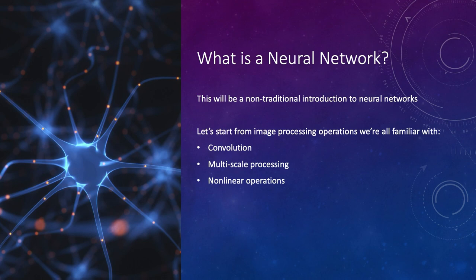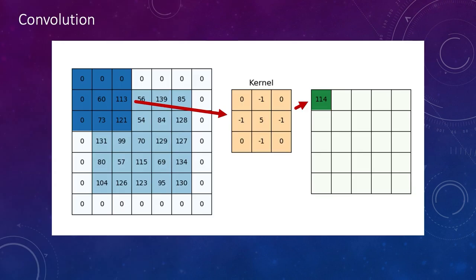So we'll cover convolution, multi-scale processing, which is kind of an extension of convolution in a sense, which we're familiar with too, wavelet transforms and stuff like that. If you've used some of that in PixInsight or other tools, multi-scale processing is fairly familiar. And then we'll cover very briefly nonlinear operations, really simple nonlinear operations, but an ingredient that is necessary for neural networks. So let's jump right into convolution.